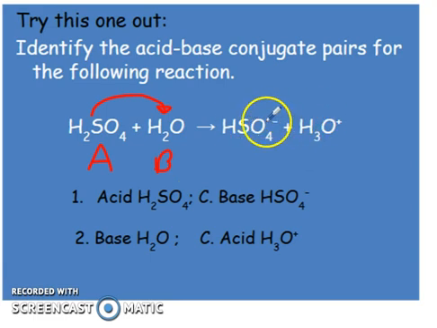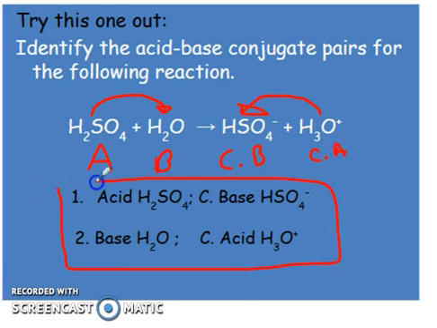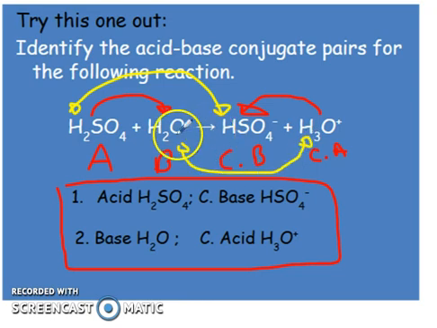Over here, if this were to go back, it would have to give back the H2SO4. So this would now be our conjugate base and our conjugate acid. So the pairings are these here. So the pairs would be H2SO4 with HSO4-, that's one pair, before, after. Water and hydronium, before, after.